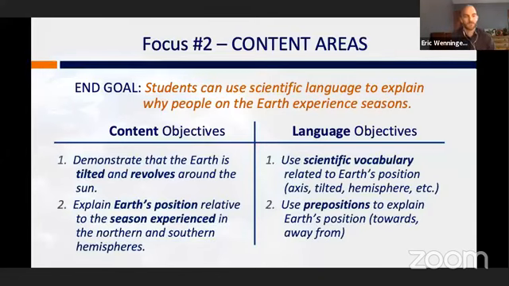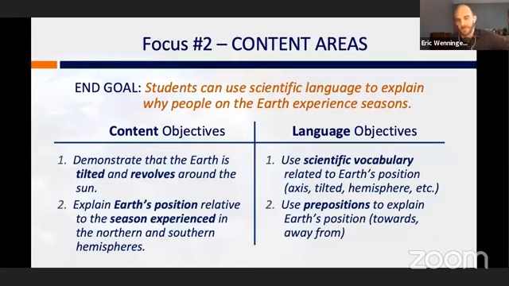So let's look at what those are. On the left, you can see our content objectives. We want to demonstrate that the earth is tilted on its axis and it revolves around the sun. So that's one of the concepts of why we have seasons. And the second thing, I want my students to explain Earth's position relative to the sun and the season that it's experienced in the northern and southern hemisphere. So maybe you all have learned this before and you can describe it. Maybe you're not as familiar with it, but these were my goals for my students. And from that, I'm getting my language objectives.